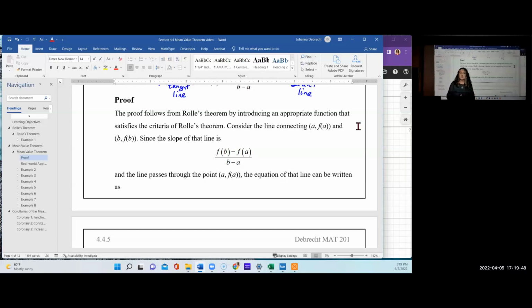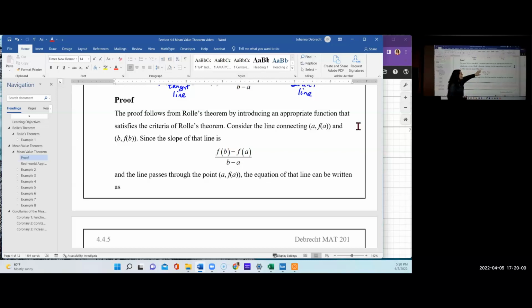We want to be able to apply Rolle's theorem, but the problem is our endpoints probably don't have the same y value, the same output. So instead, we create a new function, and we're going to look at the new function and define it in such a way that it satisfies Rolle's theorem.